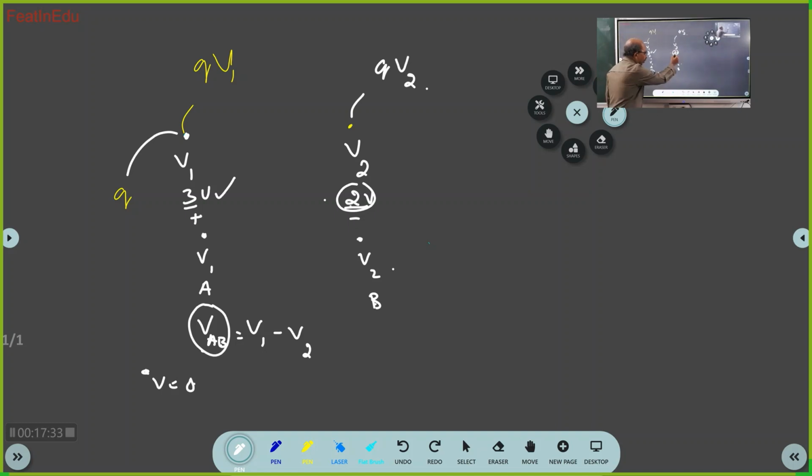Correct? Even though this number is positive, I will still write that the potential at this point is negative and the potential at this point is positive. This positive sign means it is at a higher potential. Negative sign means it is at a lower potential. Is that clear, Mr. Aryan?